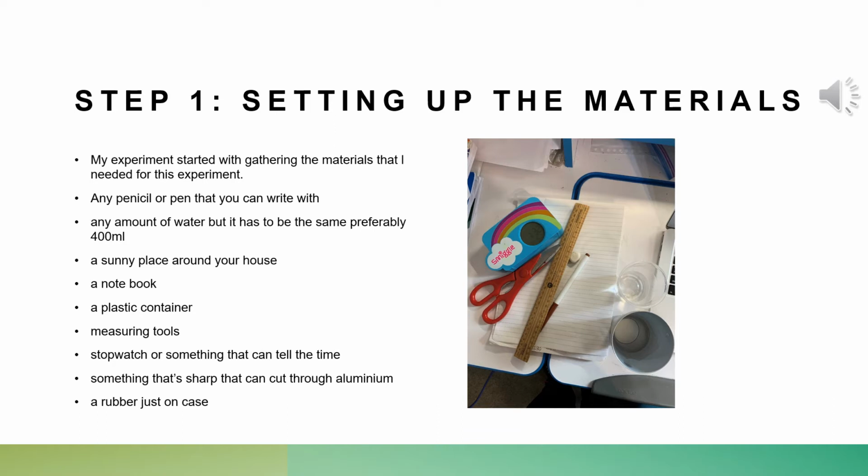Step 1. Setting up the materials. My experiment started with gathering the materials that I needed for this experiment. Any pencil or pen that you can write with, any amount of water, but it has to be the same, preferably 400 milliliters, a sunny place around your house, a notebook, a plastic container, measuring tools, a stopwatch or something that can tell the time, something that's sharp that can cut through aluminium, a rubber, just in case.